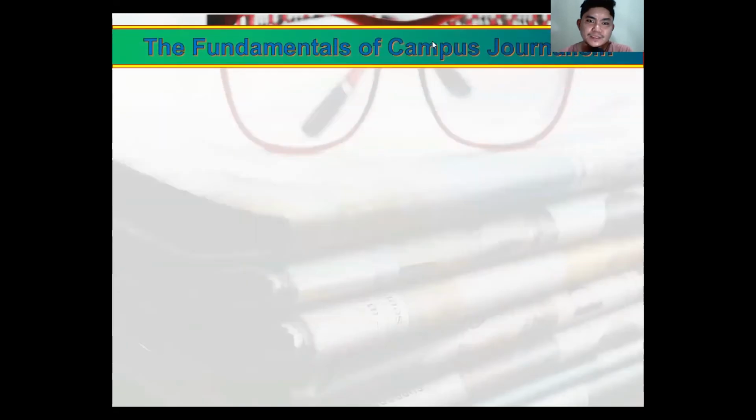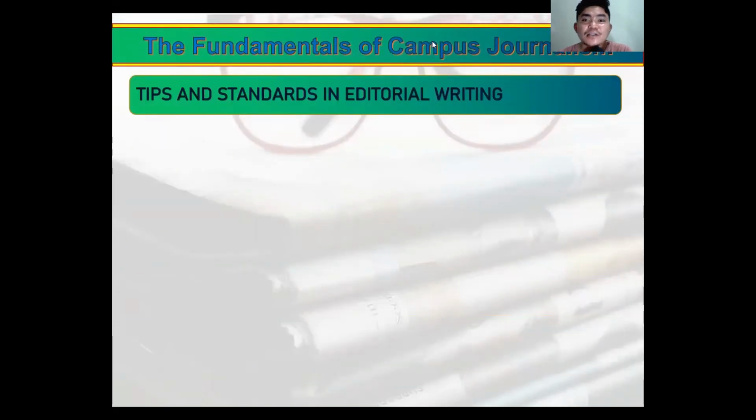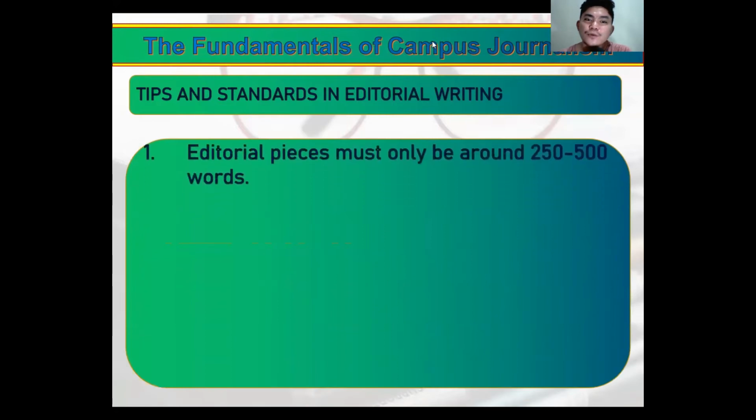All of those you will be able to achieve when you are able to present a discourse. Now, tips and standards in editorial writing. Number one, editorial pieces must only be around 250 to 500 words. You know, this rule is also dependent on the judge if you're going to join a contest, on the preference of the judge. No matter how the organizers would like to make the competition objective, it becomes subjective the moment the judge tells about his preference.